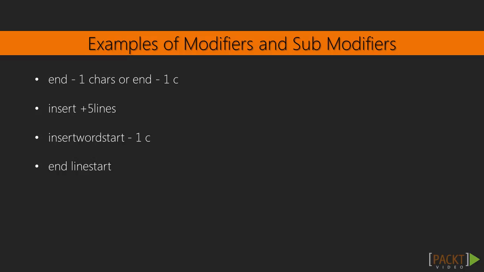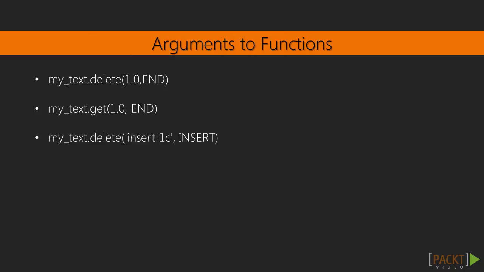Some examples of modifiers and submodifiers are as follows. End-1 chars or end-1c. This refers to the index of the character before the one at the end. Insert +5 lines. This refers to the index of 5 lines ahead of the insertion cursor. Insert wordstart -1c. This refers to the character just before the first one in a word containing the insertion cursor. End linestart. This refers to the index of the line start of the end line.